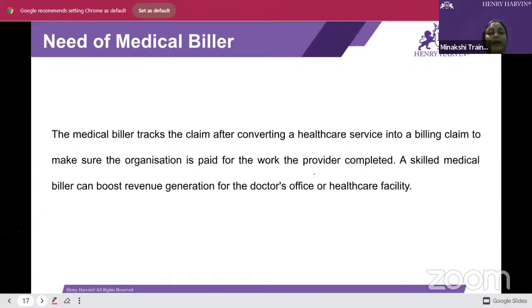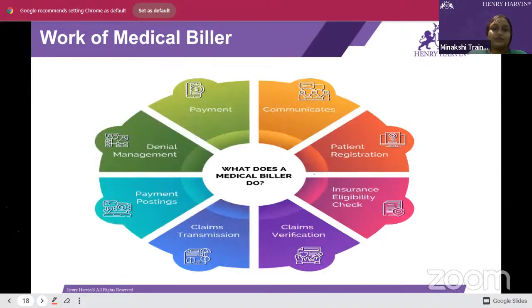So the medical biller plays a bridge between the insurance and the provider and receiver side. And billers and coders play a very, very important and crucial role in the revenue generation of any country.